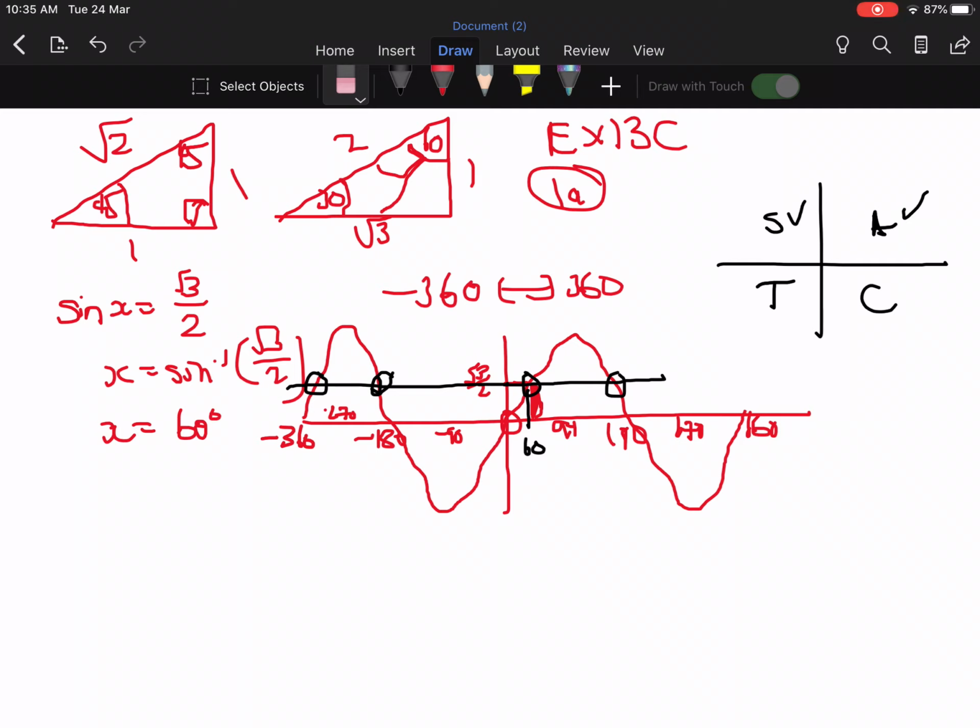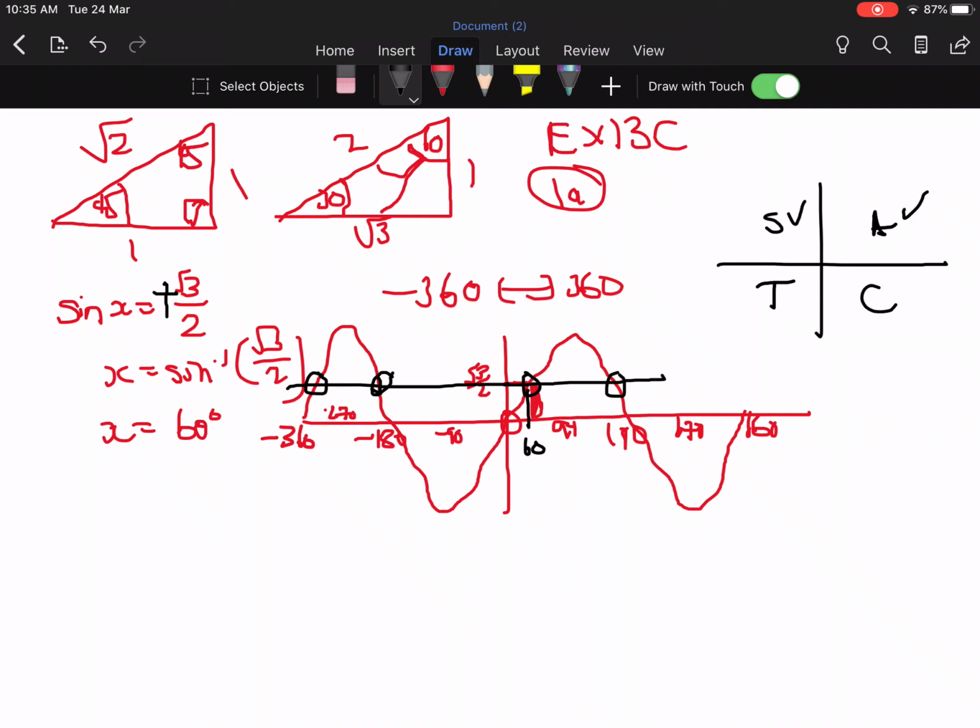Let me just rub that out. So this here is positive. Now, because that's positive, I tick the positive quadrants, which are all and sine. If that was negative, I would tick the C and the T because they're the opposite quadrants for negative. But we're just dealing with positive just now.